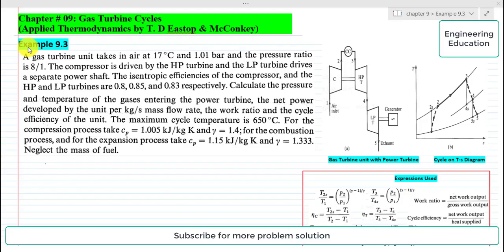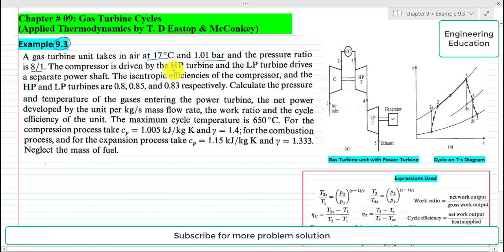In this video we are going to solve example problem 9.3, chapter number 9, gas turbine cycles, from the book Applied Thermodynamics by Eastop and McConkey. Statement of the example problem is: a gas turbine unit takes in air at 17 degrees centigrade and 1.01 bar, and pressure ratio is 8/1.